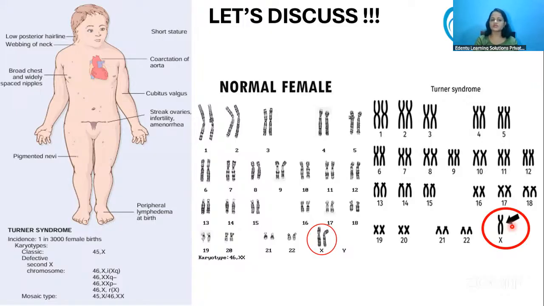It will result in short stature, low posterior hairline, webbing of the neck, and heart diseases like coarctation, broad chest, infertility, amenorrhea, and very rudimentary ovaries. All are seen in case of Turner syndrome. Like that, you should know about Down syndrome and Klinefelter syndrome also. At least the most prominent and most common ones, you should know about.